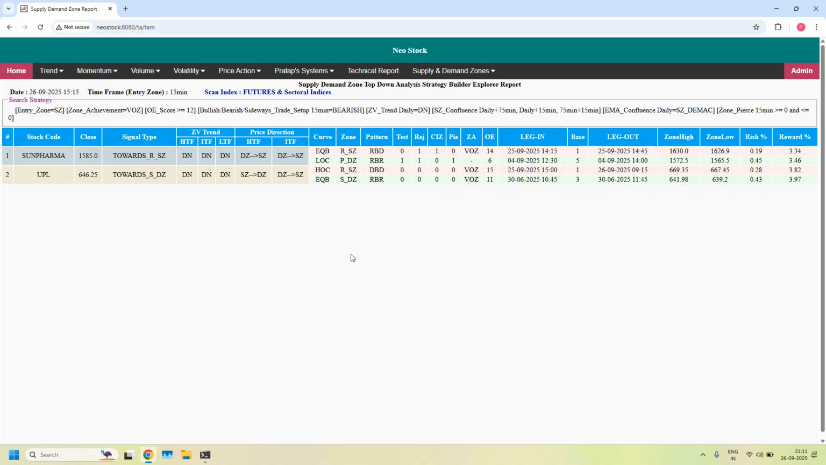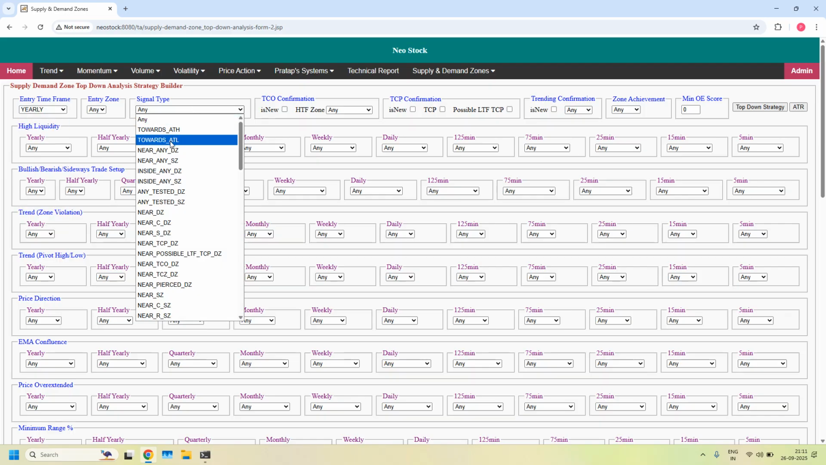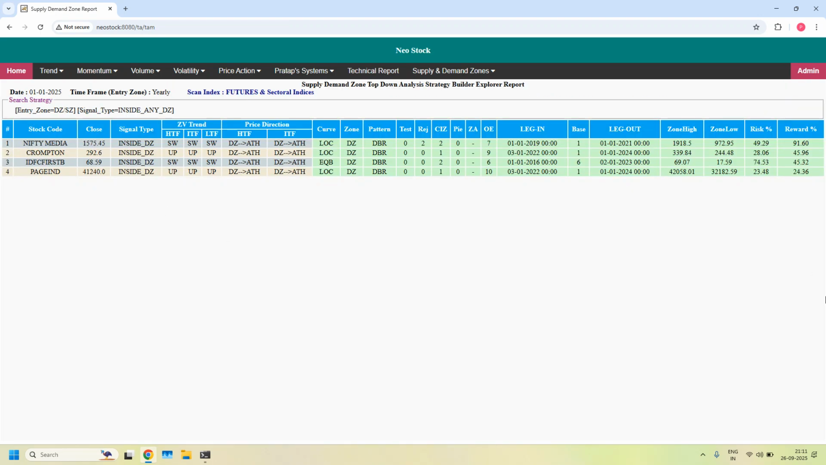So now we have completed all the 3 income trade reports. Next, I will generate stocks near demand and supply zones for different time frames. Starting with yearly. Price closed inside the yearly demand zone. We got 4 stocks.